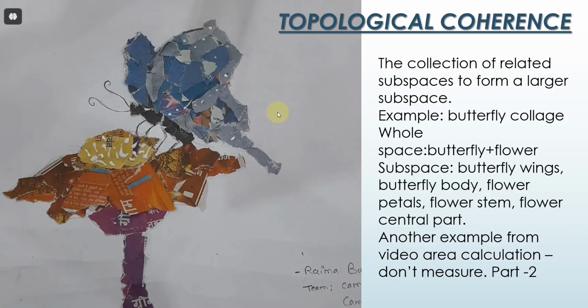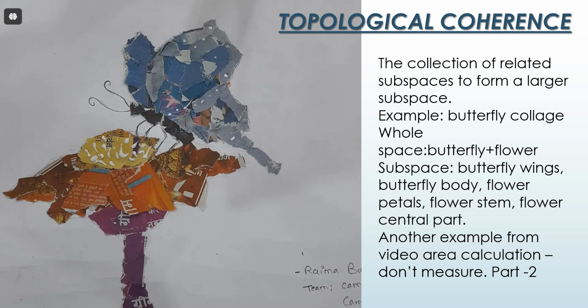You can see here this is a painting of collage of a beautiful butterfly sitting on a flower. So let us first understand with the help of this collage painting what is meant by topological coherence. Coherence, what did we mean by coherence? Coherence means that the whole image has a particular relation or follows a particular type of restriction, and all the elements of this image follow that restriction. And by topological we mean area or space.